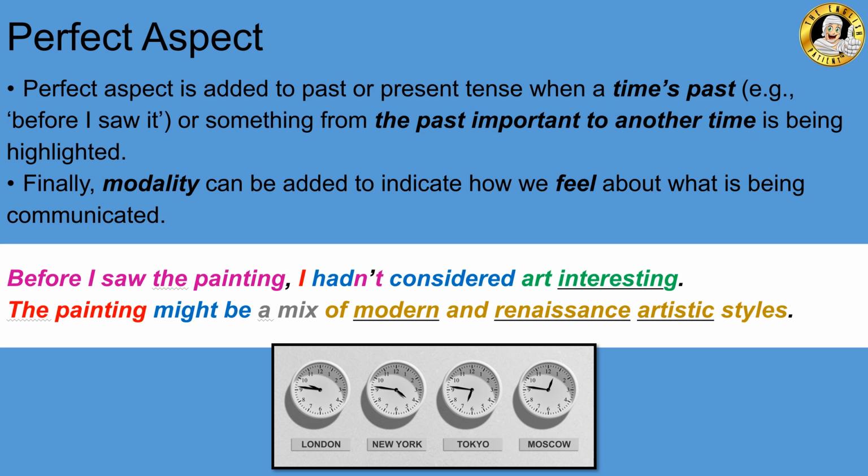The second one, the painting might be a mix of modern and Renaissance artistic styles. So here, might be, possibly, that's showing how you feel about it. It is possibly a modern and Renaissance artistic style.